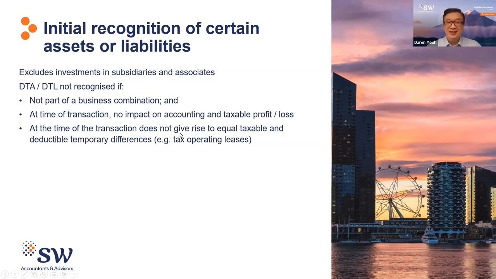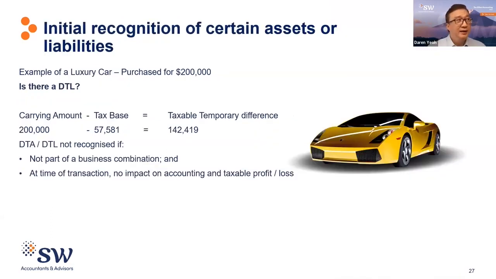At the time of the transaction, you do not recognize the same DTL with an offsetting DTA. The purpose of this addition is basically to clarify that the initial recognition exception does not apply to right of use assets. So when you have a right of use asset, you have a DTA and a DTL being recognized at the same time. So let's look at a simple example.